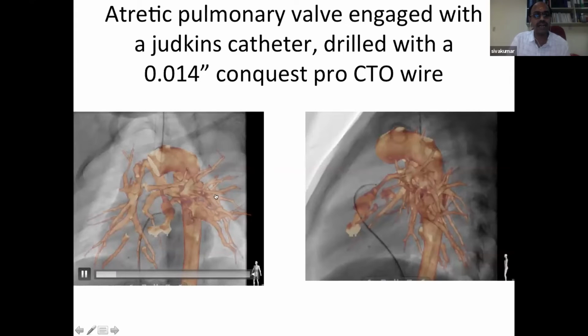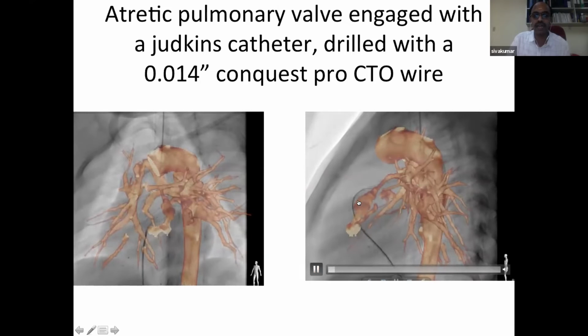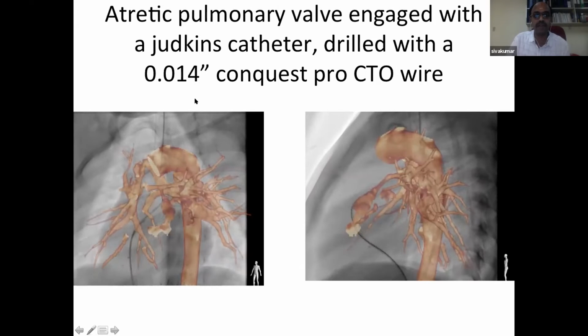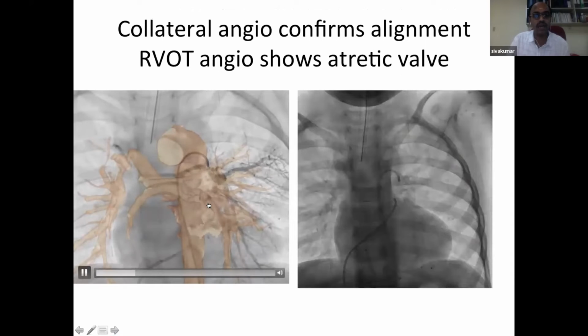This is the whole fusion, and here, based on this fusion, we are driving our catheter into this atretic pulmonary valve and checking it on a lateral projection as well. We are going towards this atretic pulmonary valve and then drilling it with a 014 Conquest Pro CTO wire. And next step, we have now gone through and through.